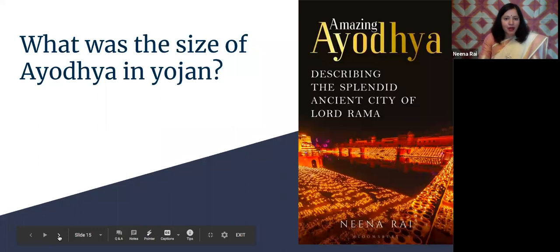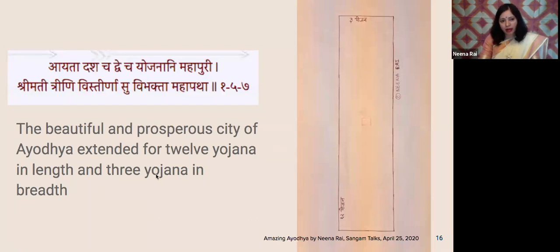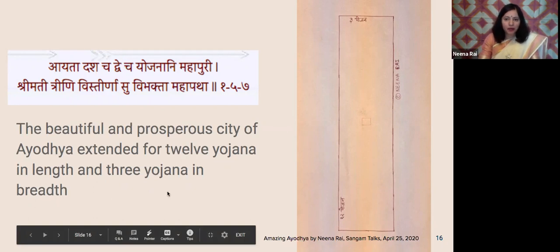So here it is. What was the size of Ayodhya in yojan? The size and shape of Ayodhya is around 3 yojan by 12 yojan. This is written in the Valmiki Ramayana: Ayata dasha cha dve cha yojanani mahapuri Srimati Trini Vistirna Suvibhakta Mahapatha. So the beautiful and prosperous city of Ayodhya extended 12 yojan in length and 3 yojan in breadth. Sorry, that breadth is hidden behind my video here.